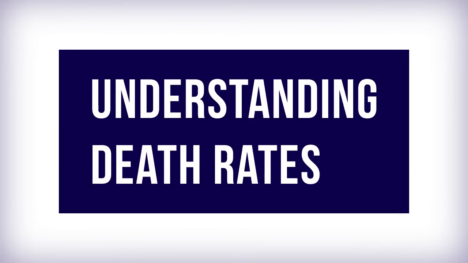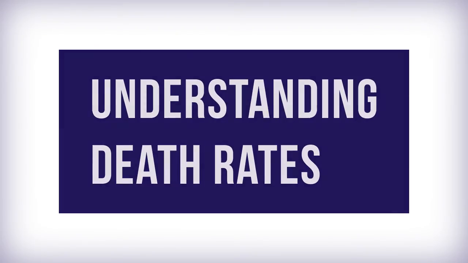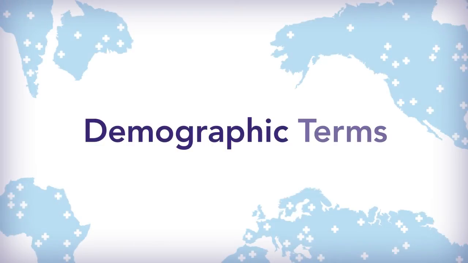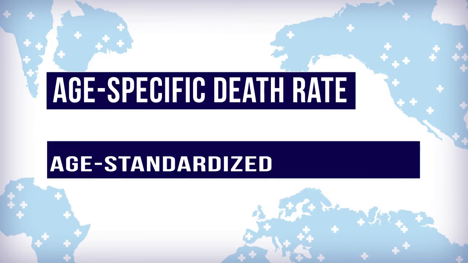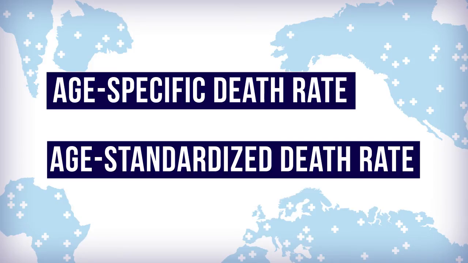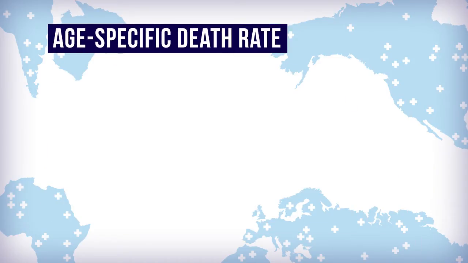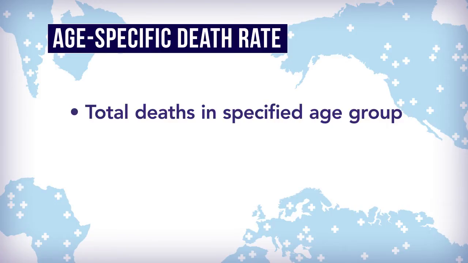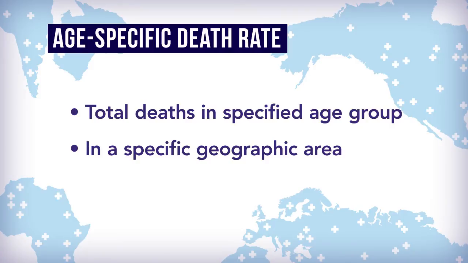Understanding death rates. In this course, you will need to understand some basic demographic terms that we will be referring to throughout the course. The two most important ones to understand are the age-specific and the age-standardized death rates. So the age-specific death rate allows us to look at the total number of deaths in a particular age group in a specific geographic area.